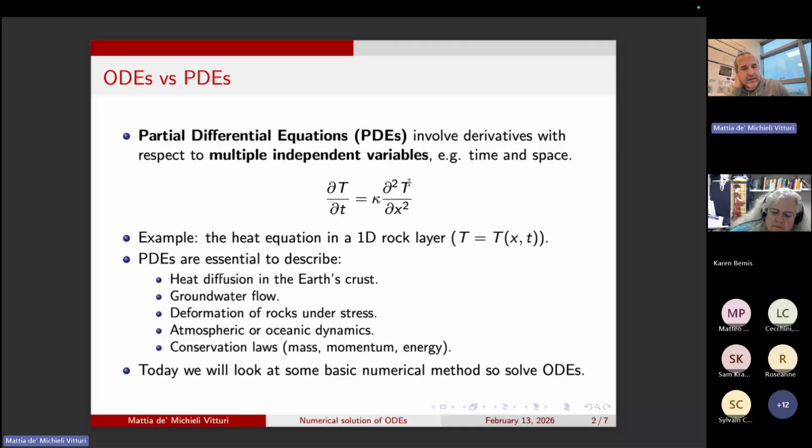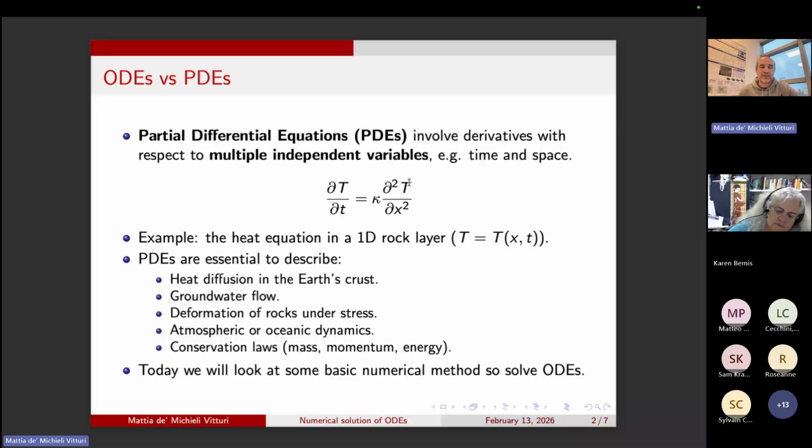We can imagine that this equation is modeling, for example, if we have a body, not just the evolution in time of the average temperature, but also the evolution in space of the temperature inside the body. In this case, we have only one derivative in space, so we are imagining, for example, a 1D object. That could be, for example, a 1D rock layer between two different layers with different temperatures. And so this partial differential equation can model a lot of other processes that are important in earth science, like heat diffusion in the earth crust and groundwater flow.